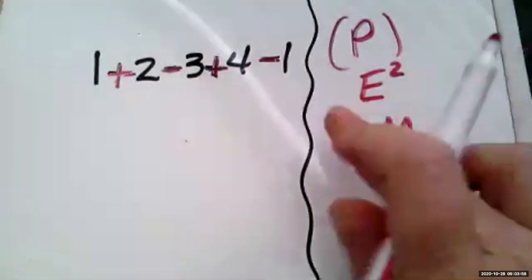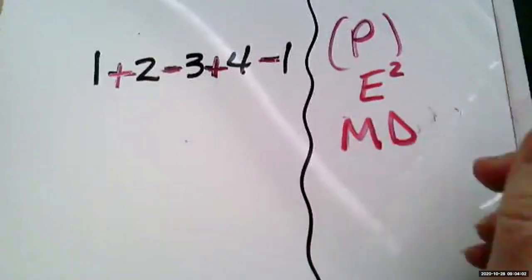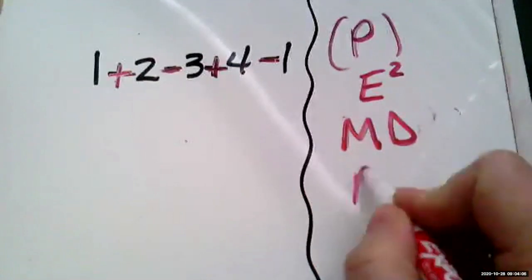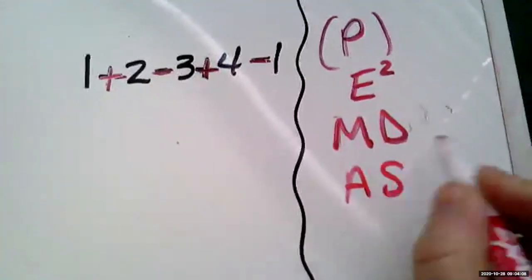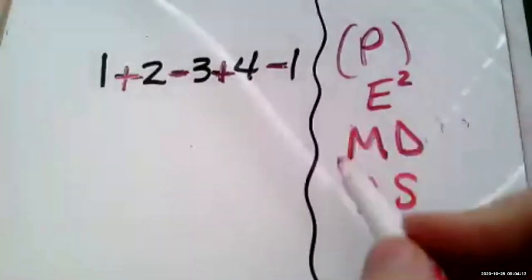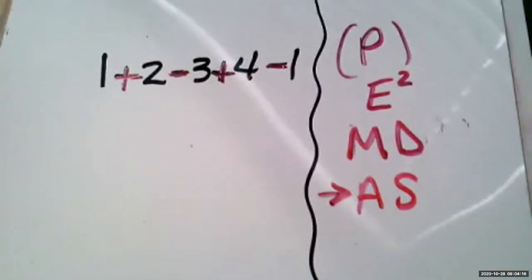Therefore, they are equally important. It doesn't matter if you have multiplication first or division first. They are equal, just like addition and subtraction are equal. They are equally important. So when you come across a problem like this one, you simply go left to right.